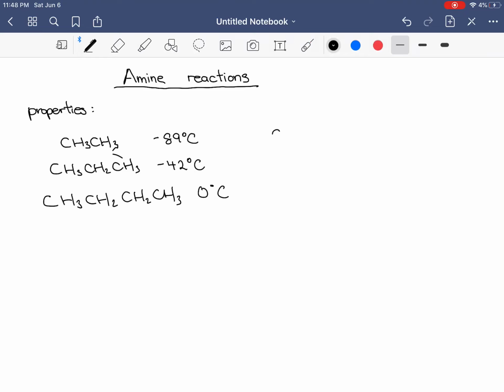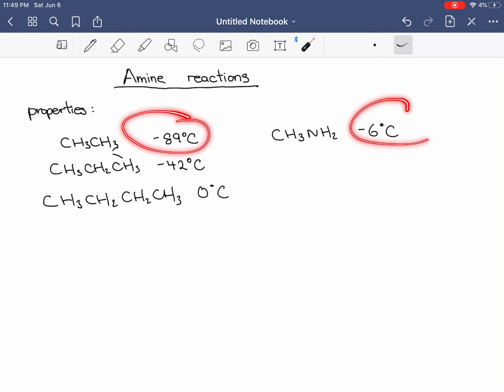Well, let's take a look at a one carbon amine, methylamine. The boiling point for methylamine is actually negative 6 degrees. Now, whoa, negative 6 degrees. That's a low boiling point if you think about it. But compared to alkane, it's actually pretty high. From negative 89 for ethane to negative 6 for methylamine. Well, that's not surprising if you think about it.